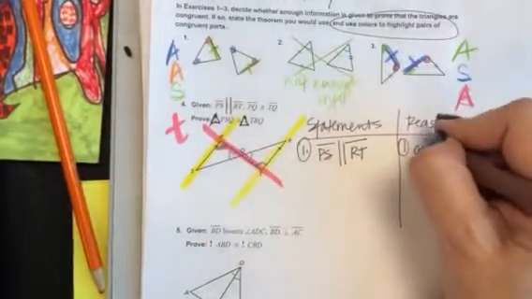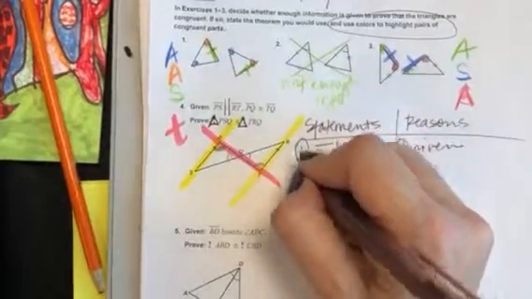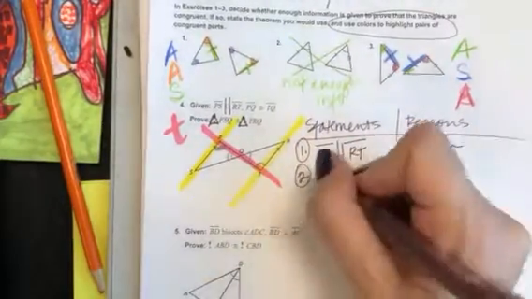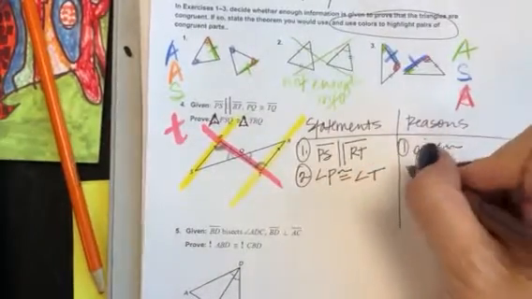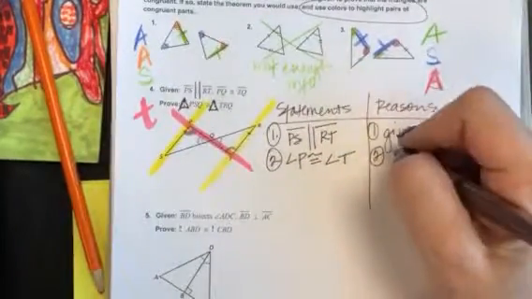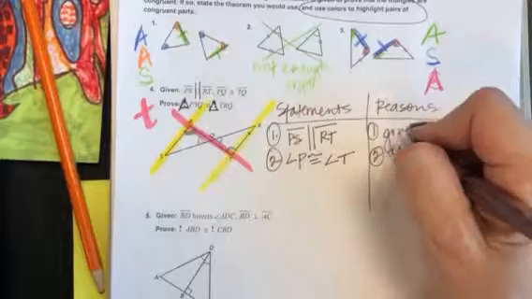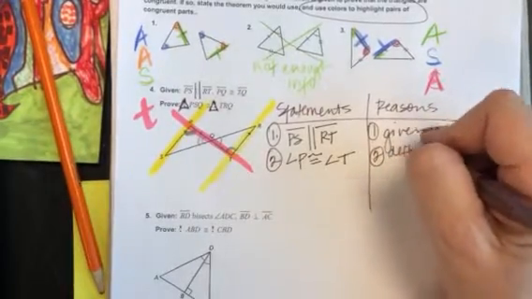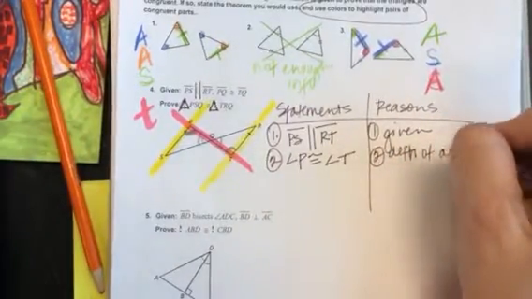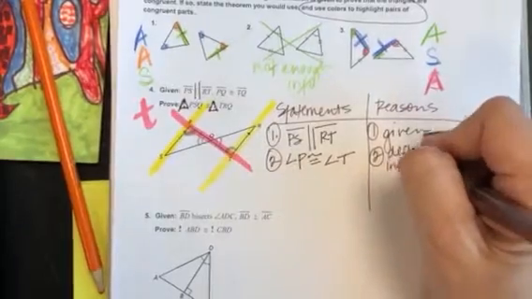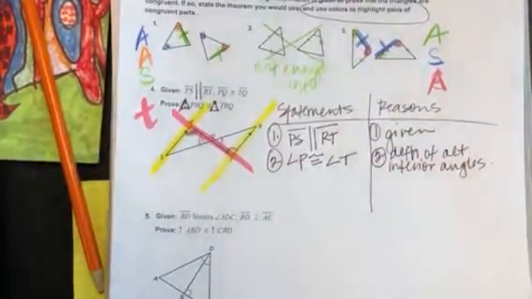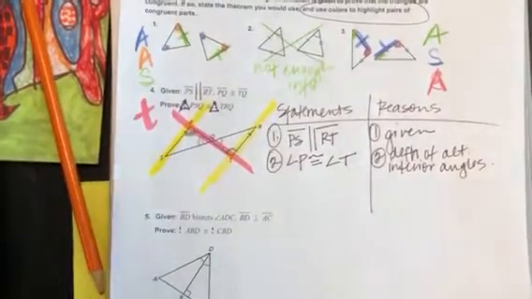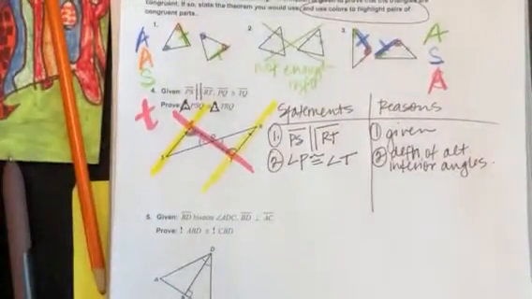So that was a given. And then from that, I said that angle P was congruent to angle T. And that's because this is the definition of alternate interior angles. Two parallel lines cut by a transversal, alternate interior angle pairs are congruent. So that's my P and T congruence.